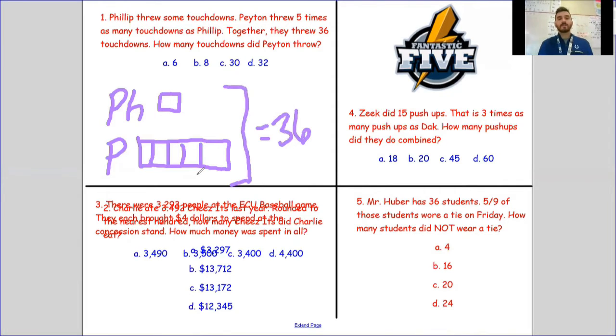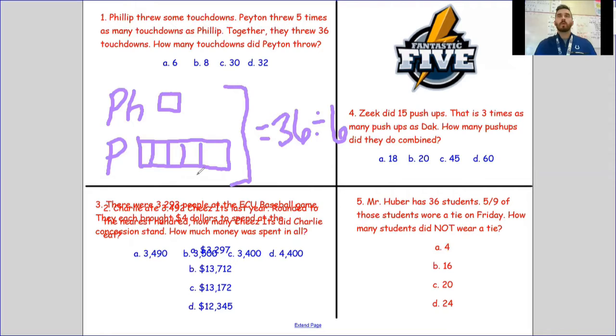But now I got to take those 36 touchdowns and I have to split them in between those boxes. And when I say split, you got to think division. And the reason that I'm splitting it between all of those boxes, because again, that 36 is together, represents both of them. So I've got 6 total boxes. And this part right here just comes down to knowing your facts. If you know 6 times something to get you 36, you're good.